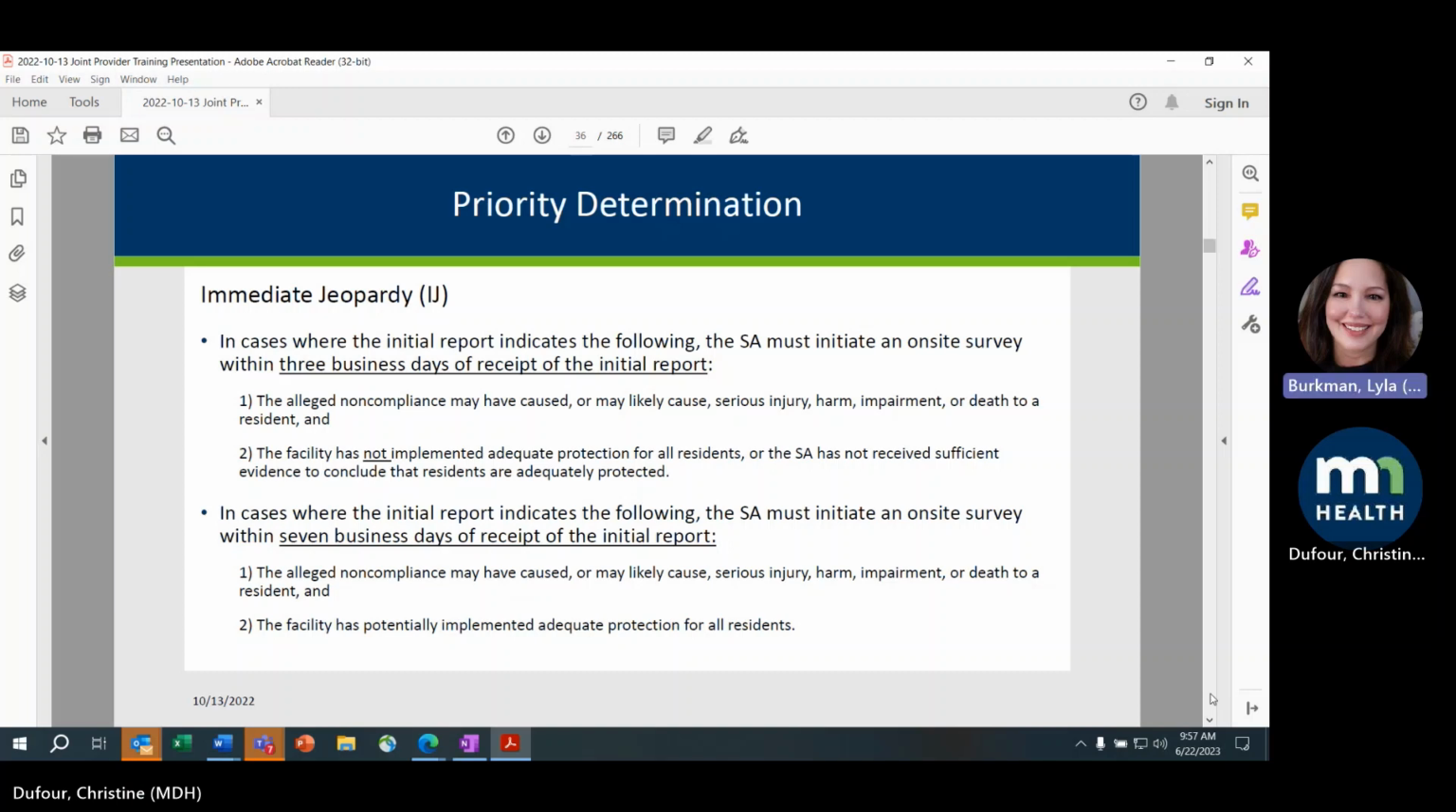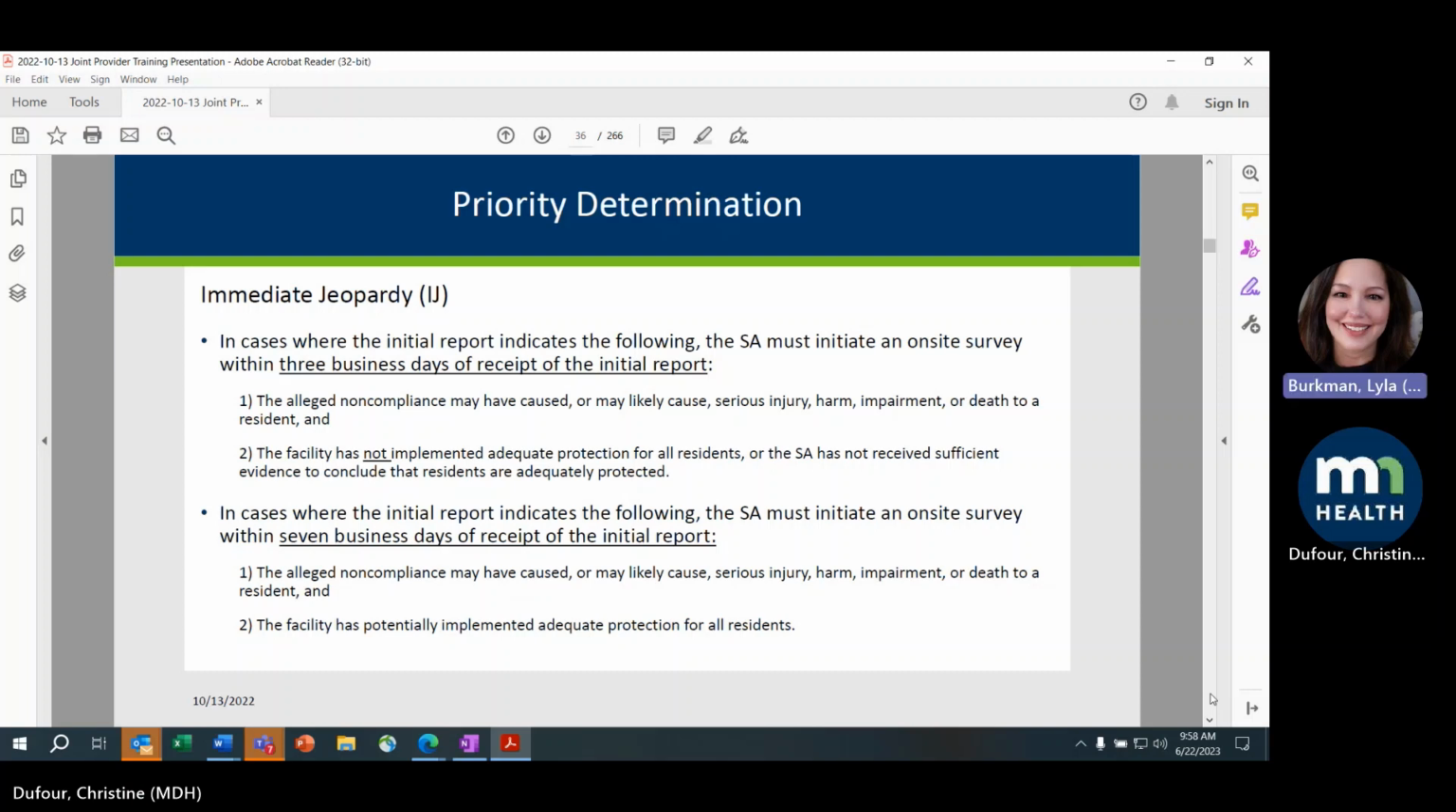In cases where the initial report indicates the following, the state agency must initiate an on-site survey within 7 business days of receipt of the initial report. If the alleged noncompliance may have caused or may likely cause serious injury, harm, impairment, or death to a resident, and the facility has potentially implemented adequate protection for all residents, it is very important to identify any protective measures taken at the time of the initial report.